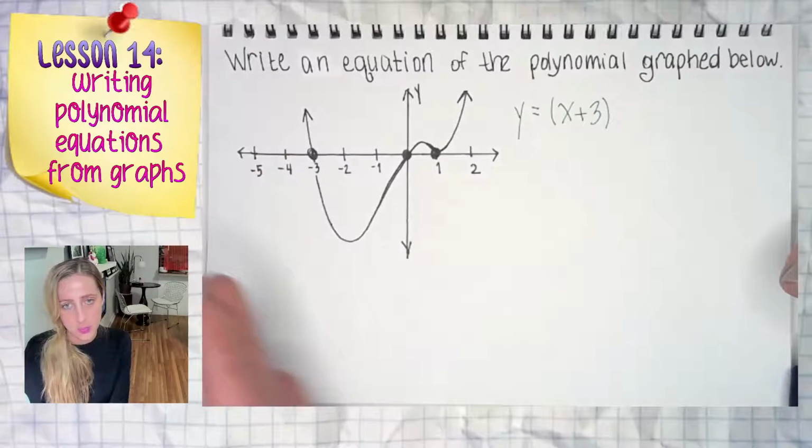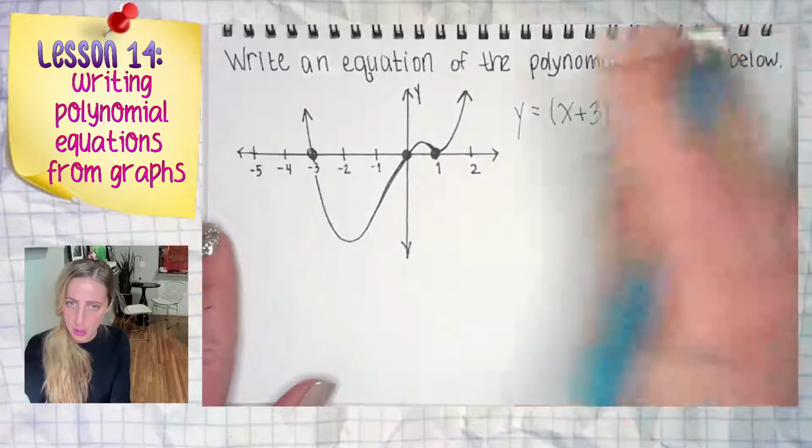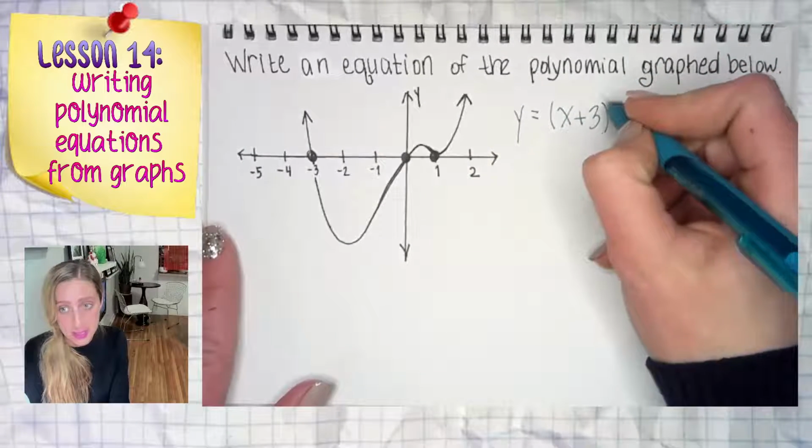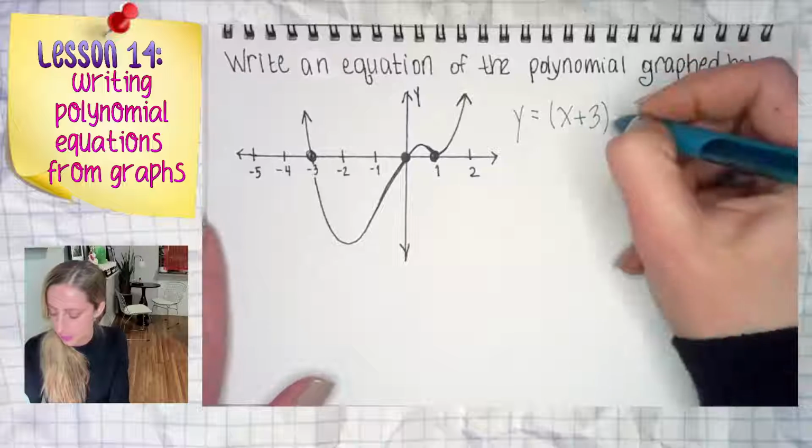This also appears to be cutting through quite straight, so I'm going to call it a linear factor and use a multiplicity of 1. So I'm not going to write anything there.